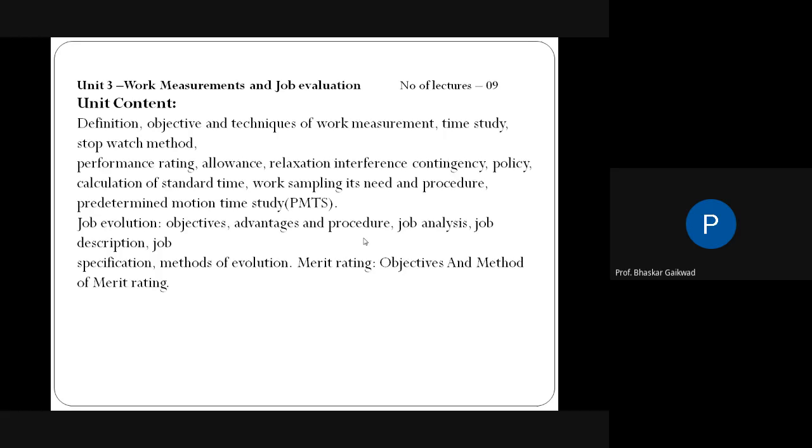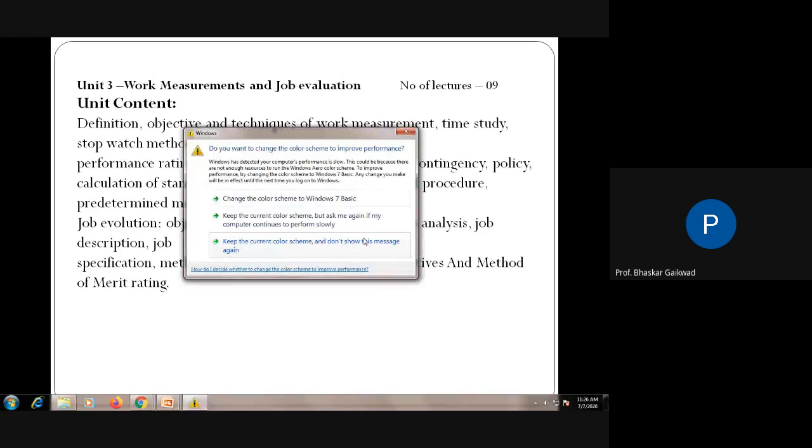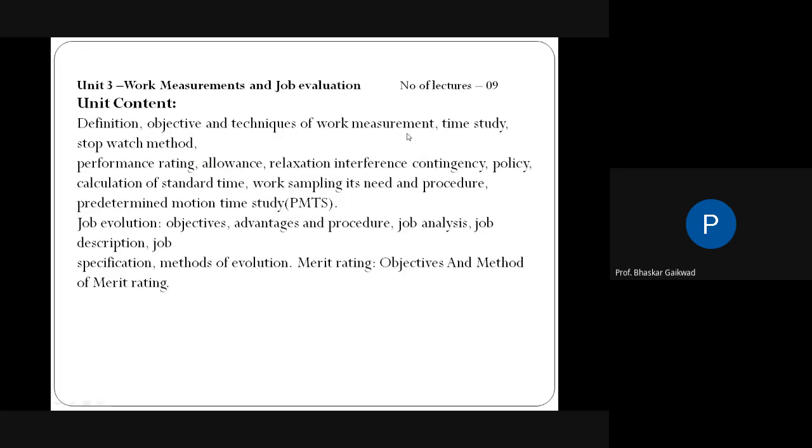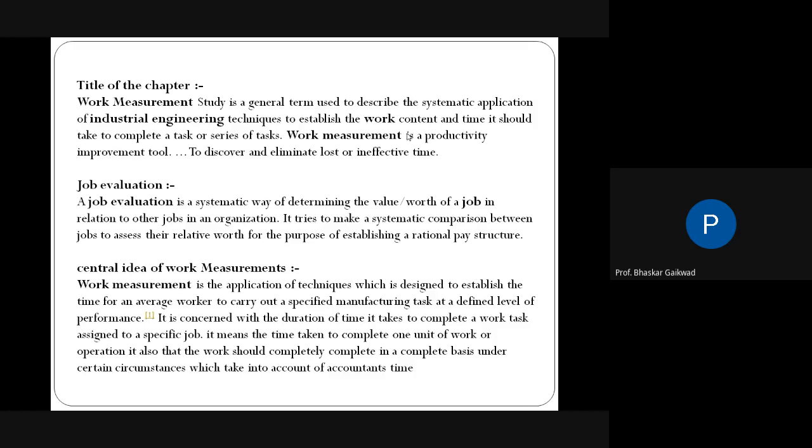Once again, I will repeat. Standard time comes under work measurement. Worth of a job comes under job evaluation. And wage system comes under merit rating. So this is the syllabus of our unit number 3. Okay. So let us go through the different points as per our triple P. As per our triple P, our first point is the title of the chapter.